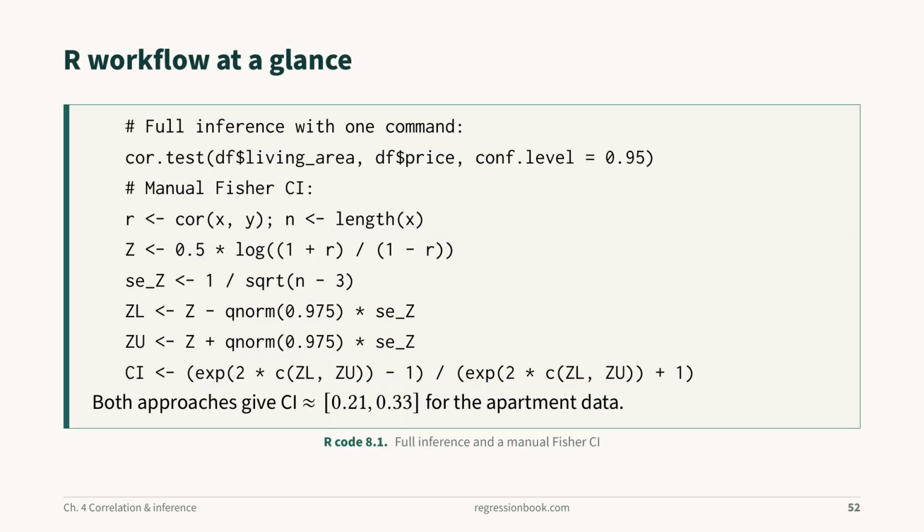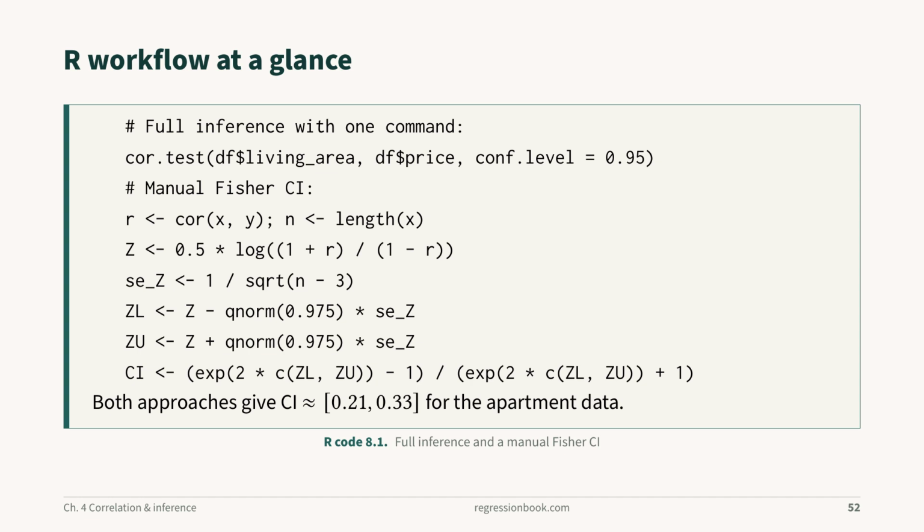The R workflow at a glance. One call to the correlation test delivers coefficient, test, and interval. Below it, the manual Fisher construction in 6 lines: transform, standard error, endpoints, back transform. Both give about 0.21 to 0.33 for the apartments. Use the one-liner in practice, but be able to reproduce it by hand.